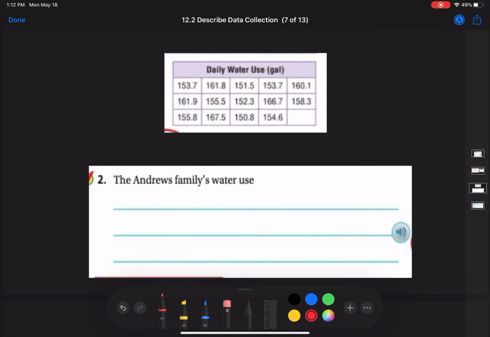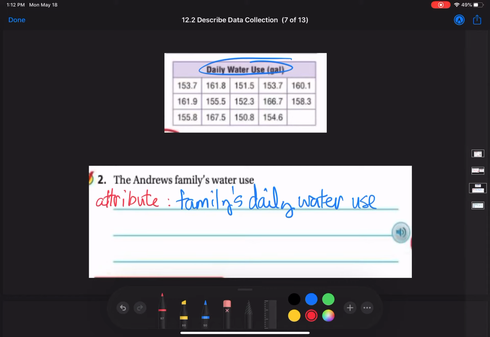All right, so here's another one. Daily water usage. This is how you need to look at this. The Andrews family's water use. So first we're going to start with attribute. I'm going to do different colors too. Okay, so the attribute, in this case, just look at the title. It gives you right there. It's the family's daily water use.